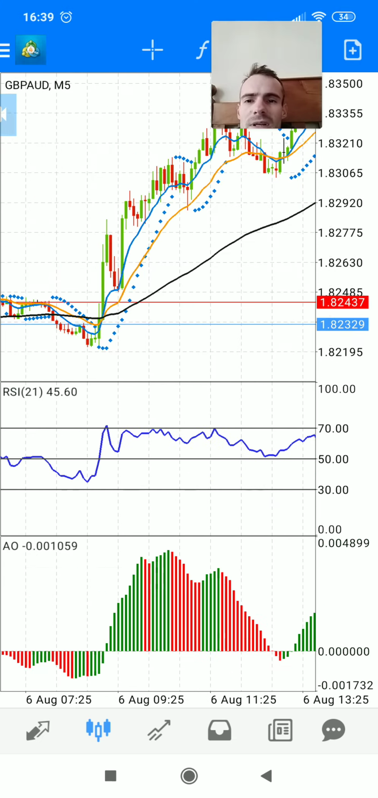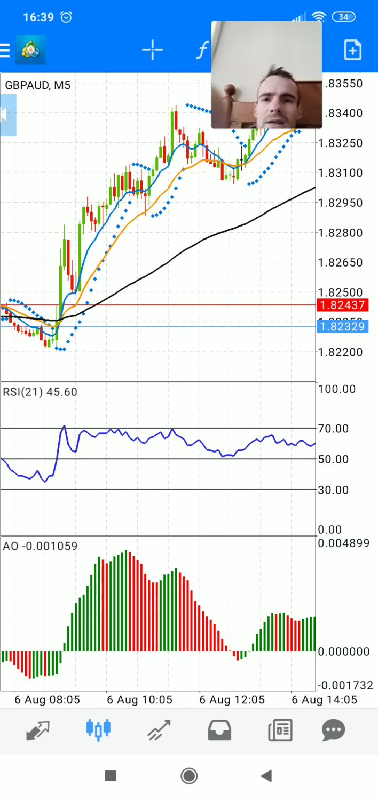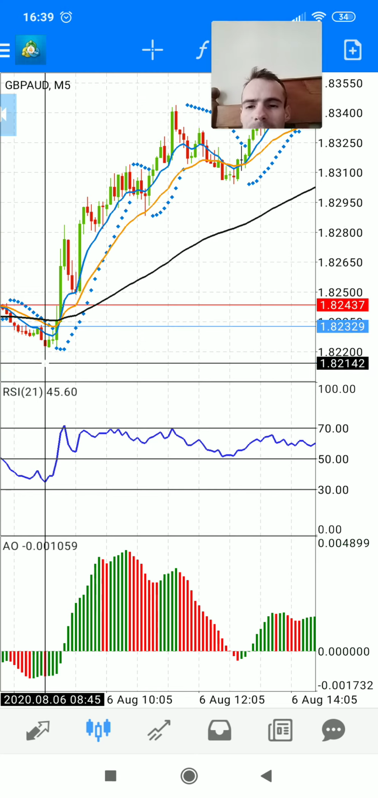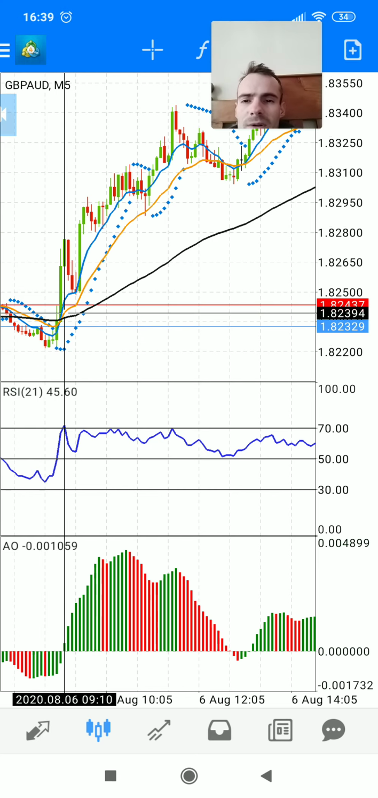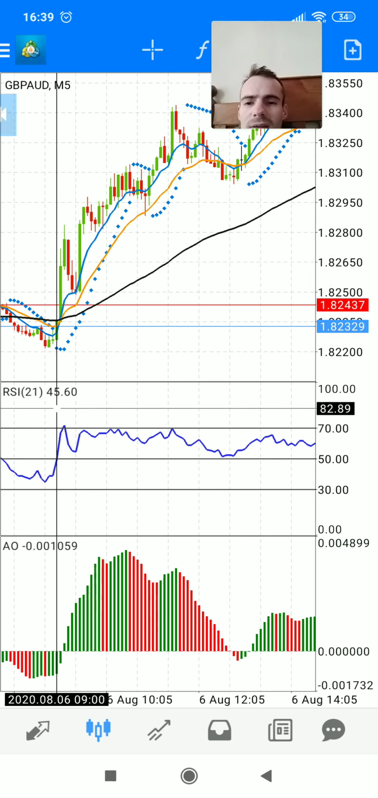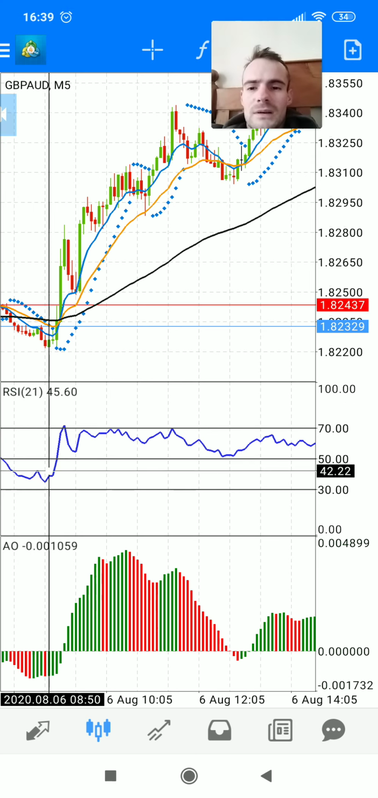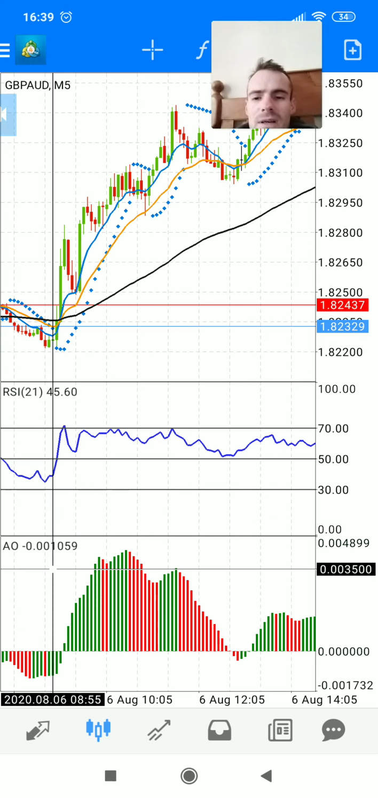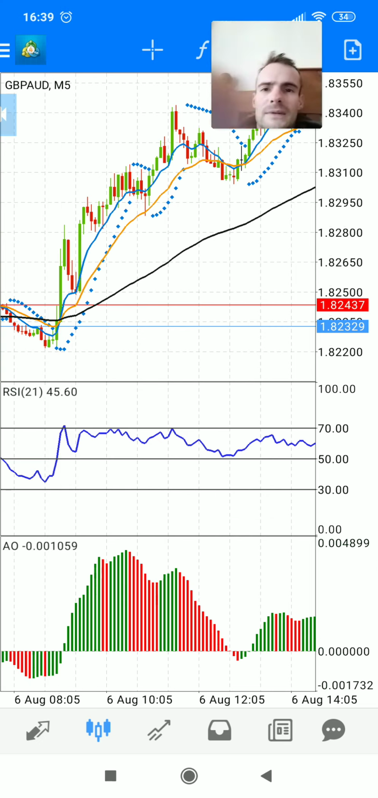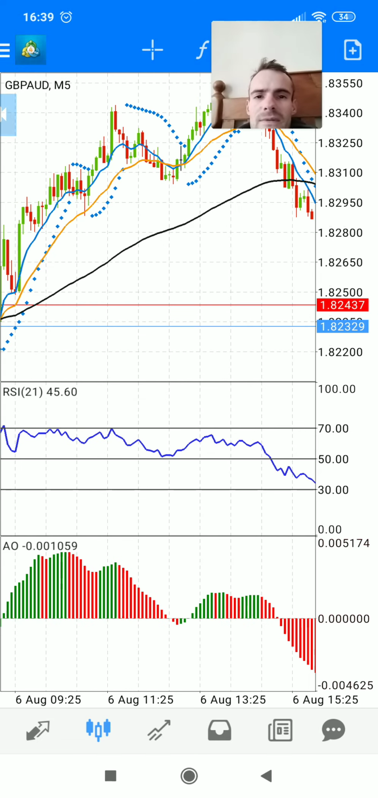Okay, same thing for a sell trade. Oh, here's another classical buy trade, right over here. Price went above the black EMA. Crossover on the 8 and 20. Price went above the 50 on the RSI. Price went above the 0 level on the awesome oscillator. And we caught 150 pips. Or 100 pips, whatever that is.